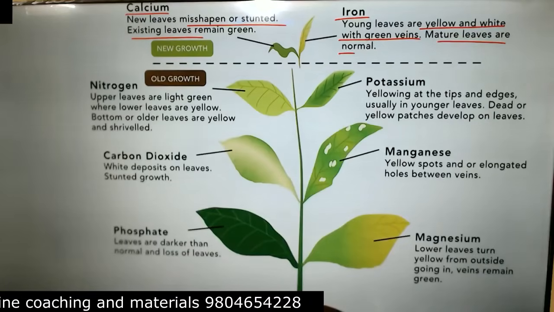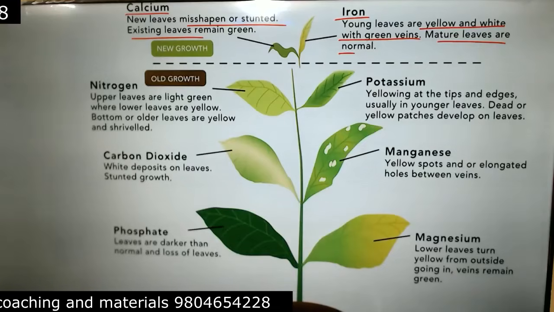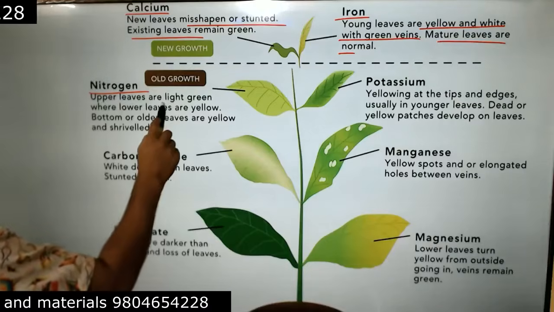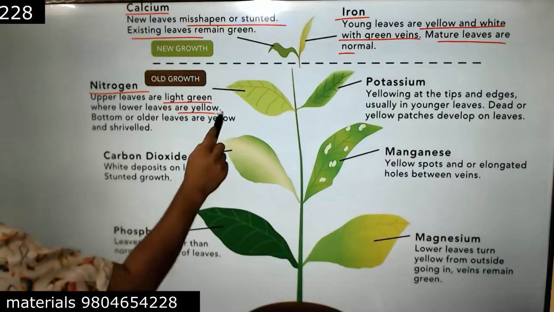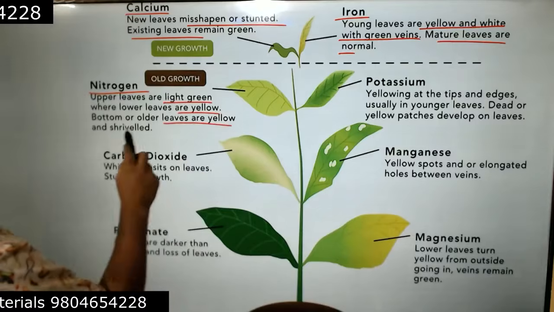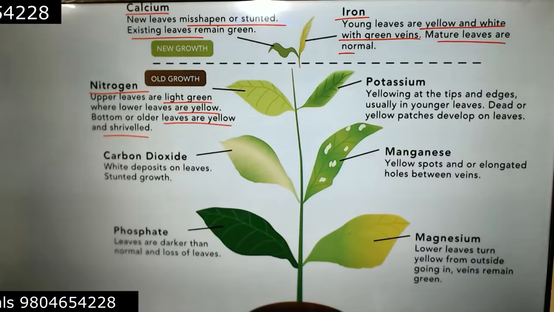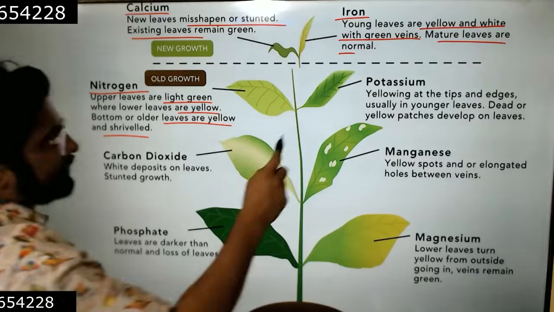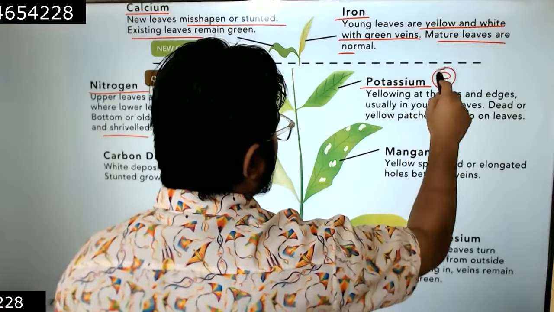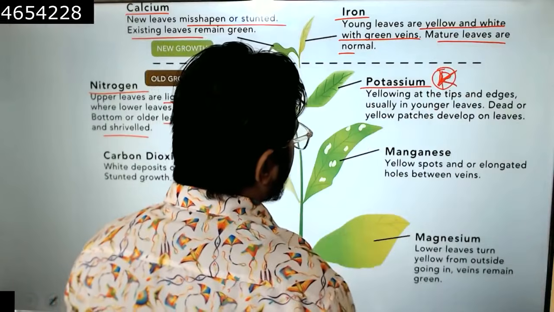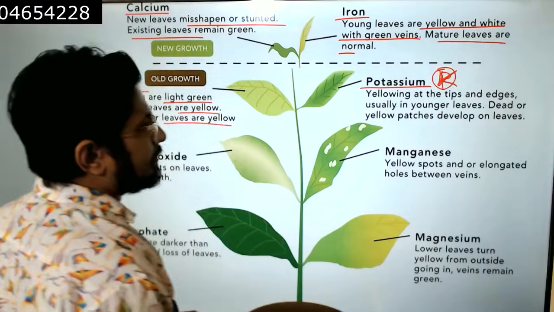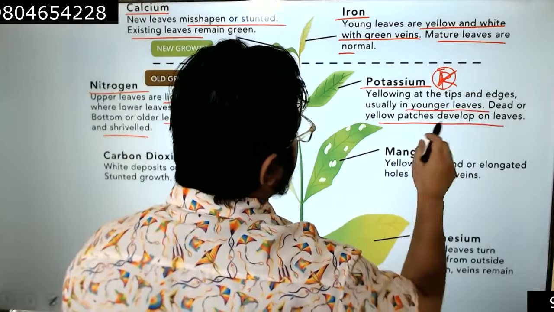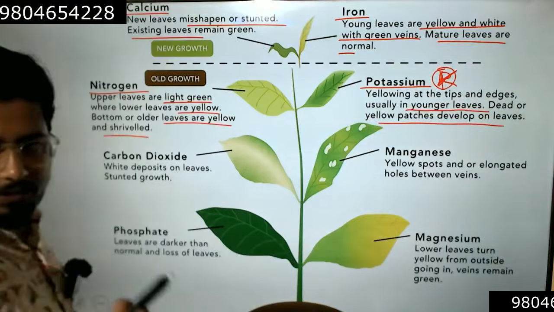For the old growth, the rest of the deficiencies are visible. For nitrogen deficiency, what we see is the upper leaves are light green, while the lower leaves are yellow. All the bottom leaves are yellow and shriveled. This is what nitrogen deficiency looks like. Potassium deficiency: yellow at the tips and edges, usually in younger leaves, dead or yellow patches developed on the leaves.